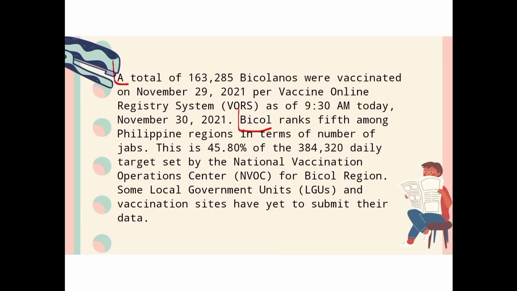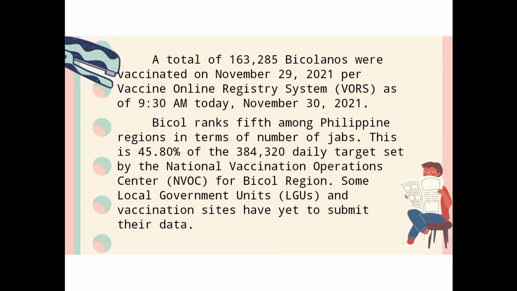A total of 163,285 Bicolanos were vaccinated on November 29, 2021 per Vaccine Online Registry System VORS as of 9:30 a.m. today, November 30, 2021. What do you call the sentence or paragraph now? If you have previously learned about news writing, you would identify that as what? Yes, that is the lead paragraph.